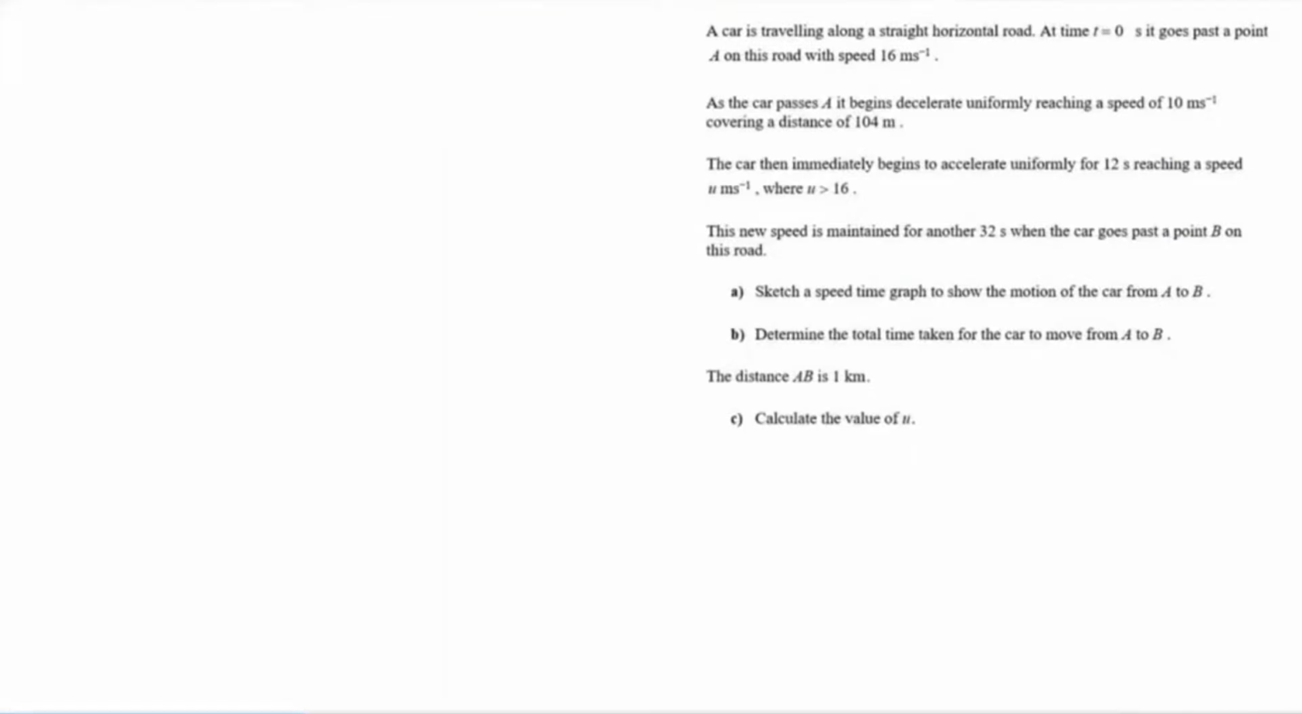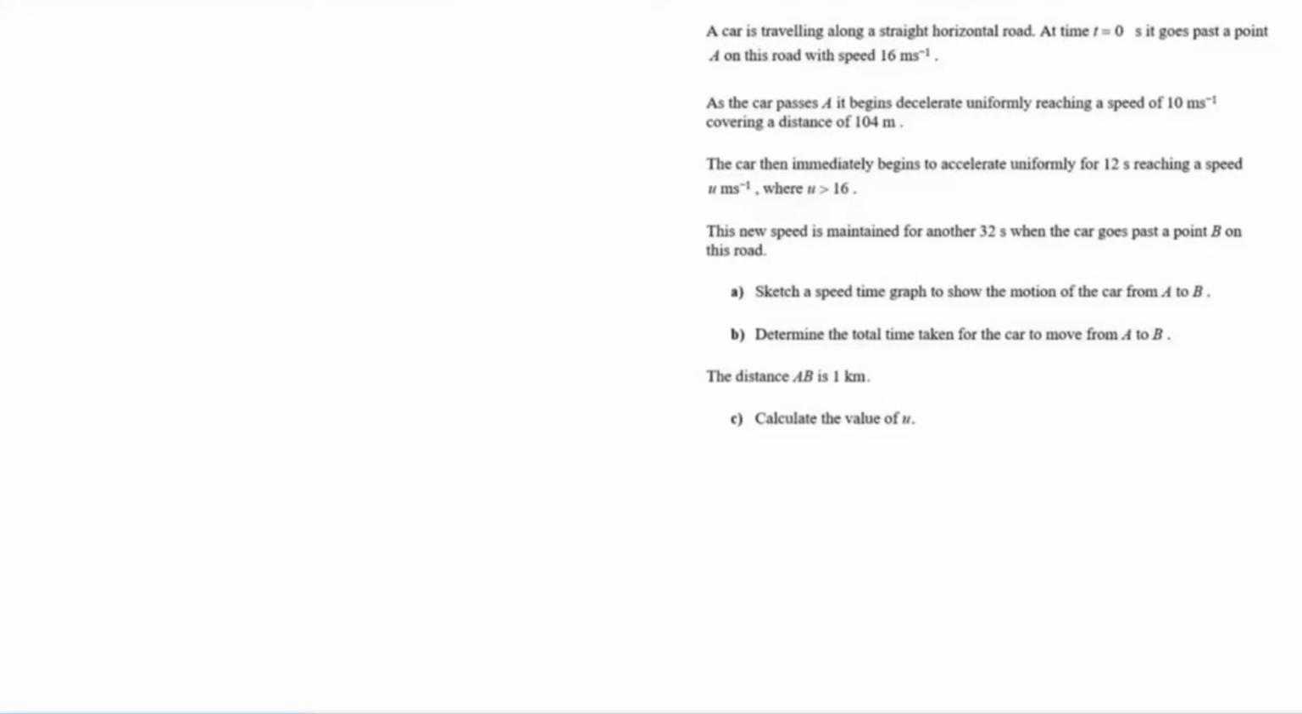In this question, we've been told that a car is travelling along a straight horizontal road. At time t equals 0, at the beginning of the journey, it goes past the point A. So this is when we start paying attention to the car, from the point A onwards, and it has a speed of 16 meters per second. Now, as the car passes A, it begins to decelerate uniformly, reaching a speed of 10 meters per second, covering a distance of 104 meters.